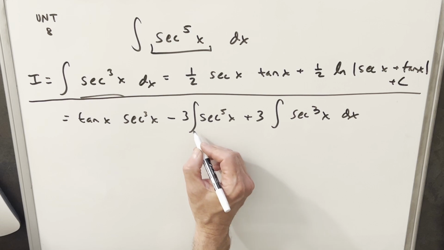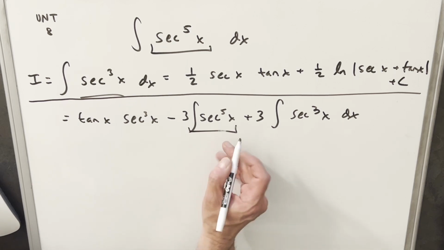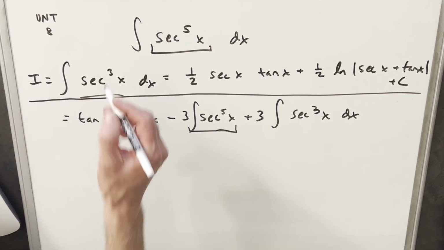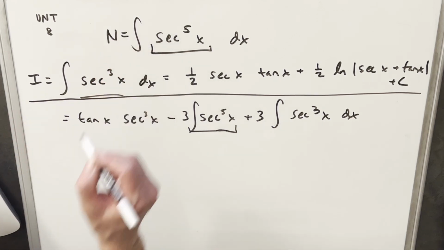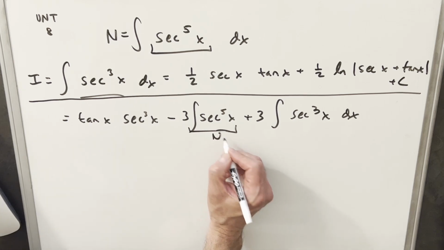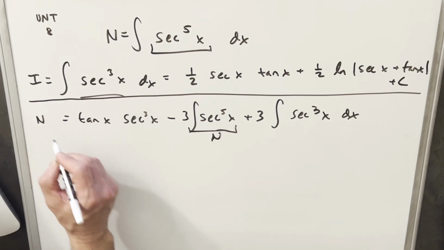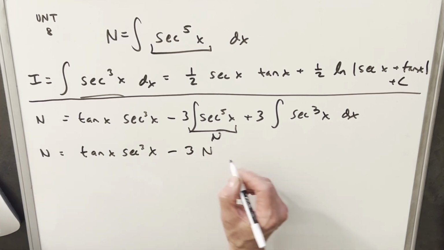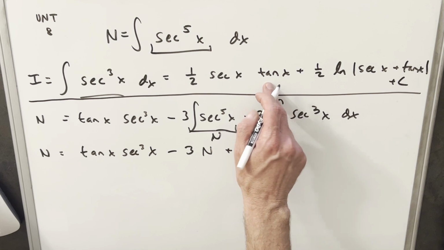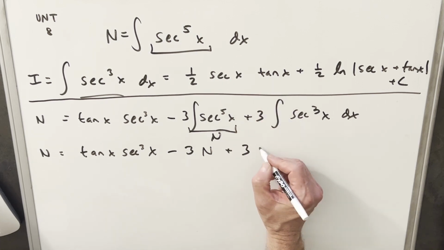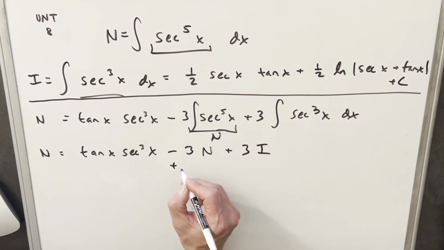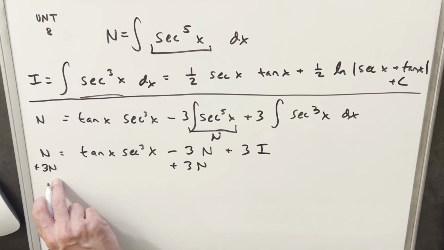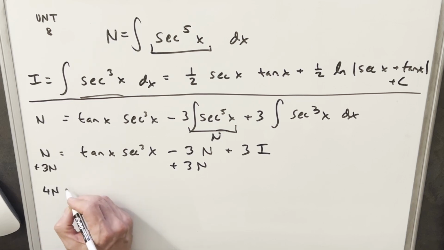Okay, now from here, just like the last time, we noticed we have secant to the fifth x here. Well, that's just our original integral. Because we already used I and I don't want to create confusion, I'm just going to call our original integral, in this case, N. So this is also N. So we're saying N equals this. This piece here is going to be minus 3N. And then for the integral of secant cubed x, we already found that at the beginning of the video. So I'm just going to write this for now as 3I. Then I can add 3N on both sides here. We're adding 3 copies of the integral, so that's going to give us 4N here.